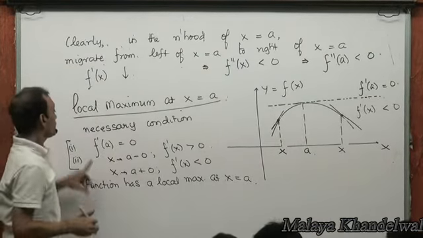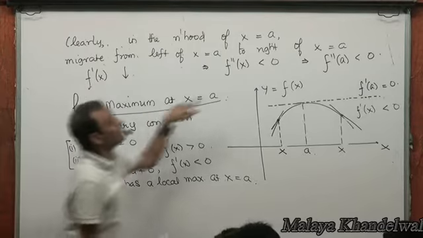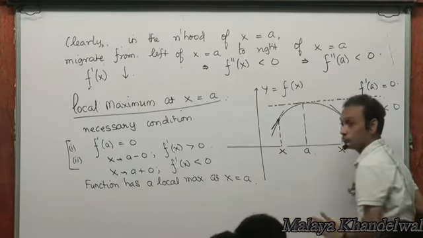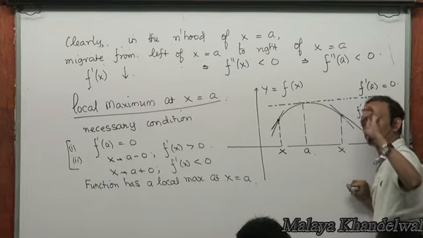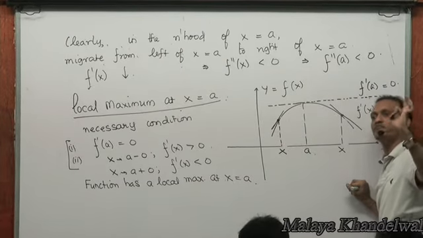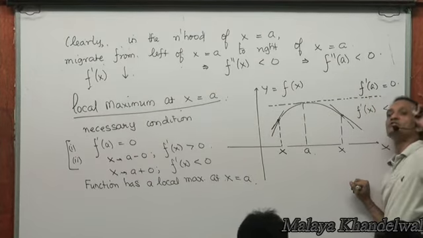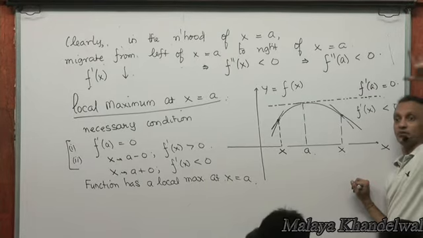That means if f dash a is 0 and if f double dash a is less than 0, then the function must have a local maximum at x equal to a. If f dash a is 0 and f double dash a is less than 0, then the function must have a local maximum at x equal to a.